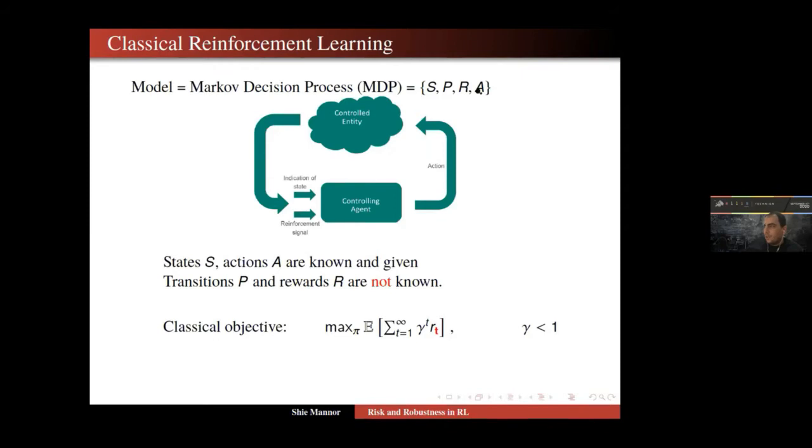And it's very common in RL that the state space and the action space are known. This is part of the problem. But the transitions and the rewards are not known. So we don't know the dynamics of the system, and we don't know what we're going to get. And the classical objective, which we'll discuss throughout most of this talk, is the expected cumulative discounted return. So basically, you're trying to find a policy that would give you the maximal expected return.